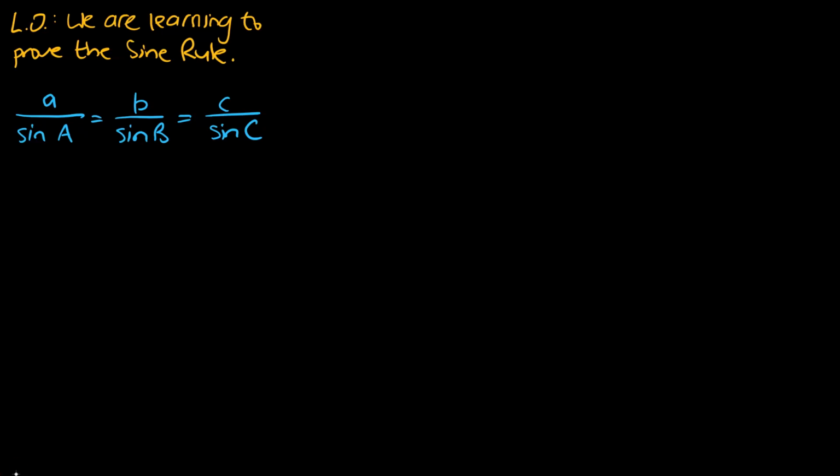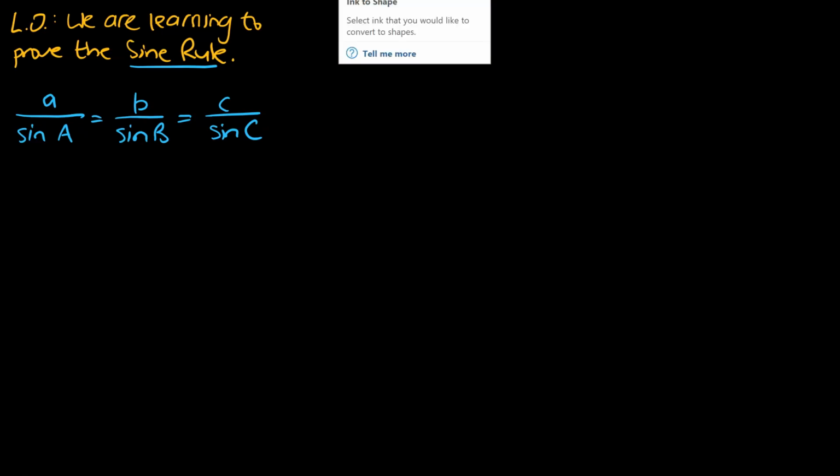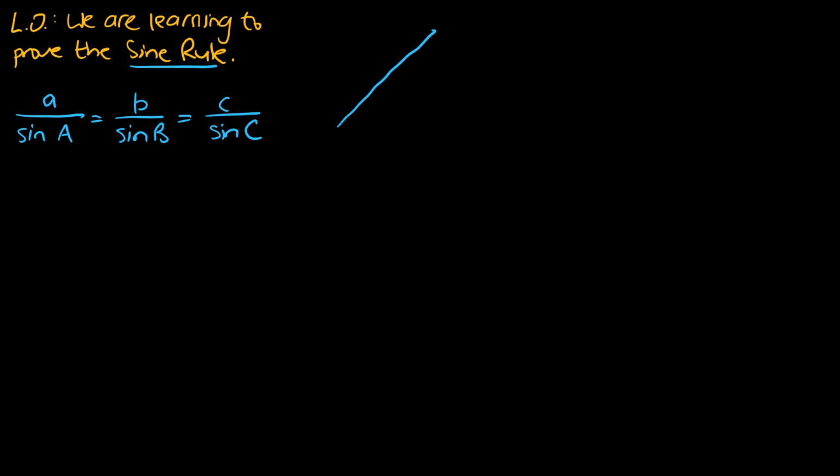Today's learning objective is in yellow and we are learning to prove the sine rule. And I've written the sine rule down below in blue. That's what we're trying to mathematically prove with our example. So let's draw an example triangle.